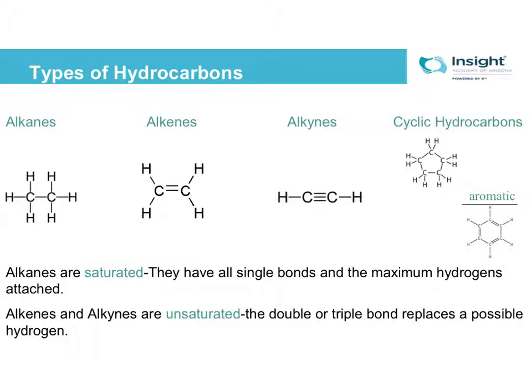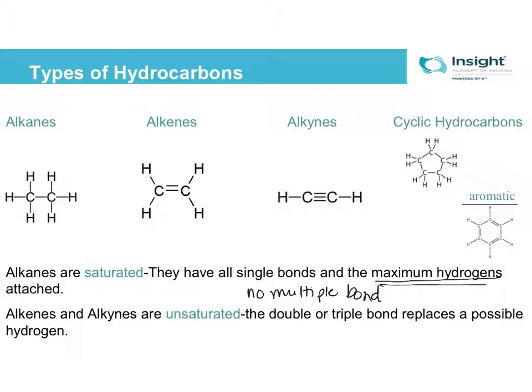So the first classification is basic types of hydrocarbons. These are ones that have only hydrogen and carbon in them. All right, and they can get classified in a couple of different ways. They are saturated, which means they have the maximum amount of hydrogens possible, no multiple bonds. Or they might be unsaturated, which means they do have multiple bonds, and hydrogens have been removed in order to make room for those bonds.